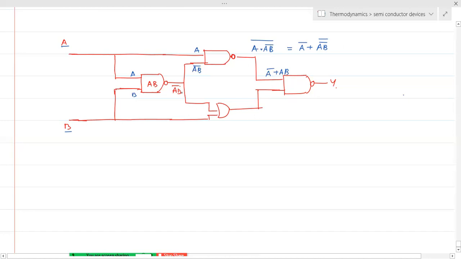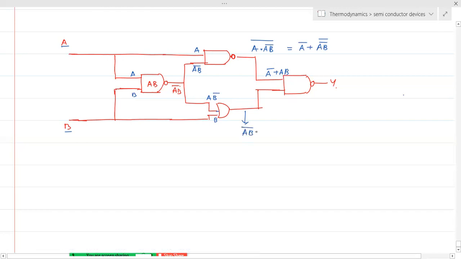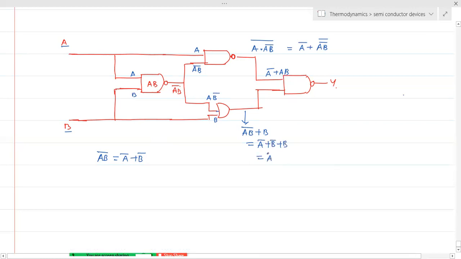Now let us see this. This is AB bar, and this will be B. This is simply an OR gate. So here I am taking the resultant AB bar plus B. Again we are taking De Morgan's law: AB bar is equivalent to A bar plus B bar. That's why here I have A bar plus B bar plus B, and A bar plus 1. Anything plus 1 is equivalent to 1, as we have just taken. So therefore this will become 1.